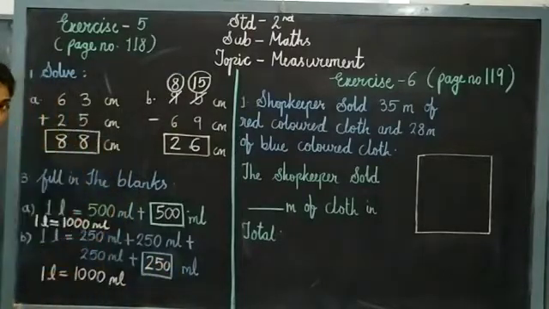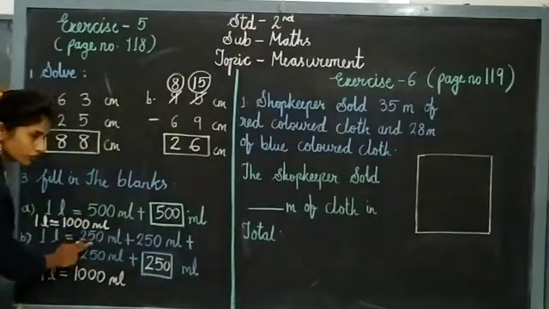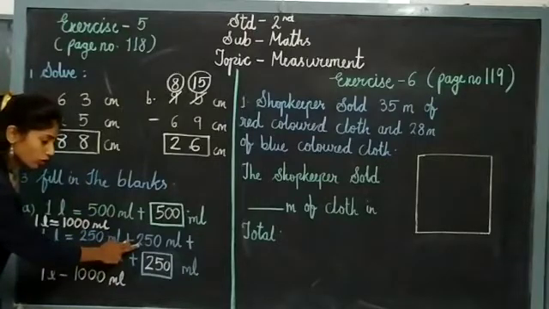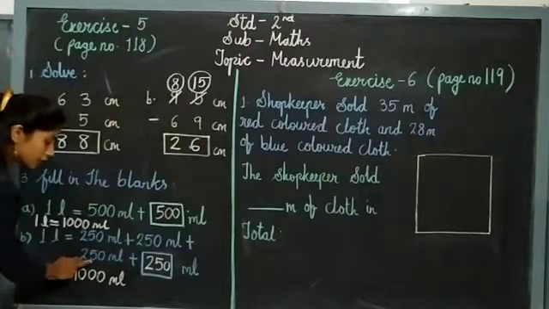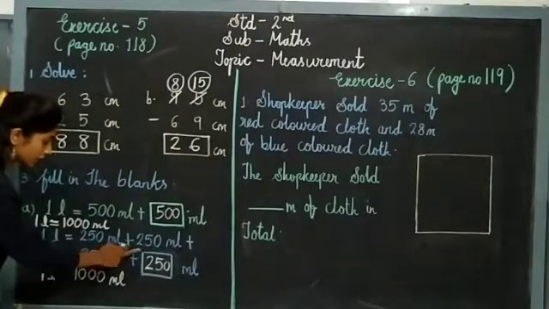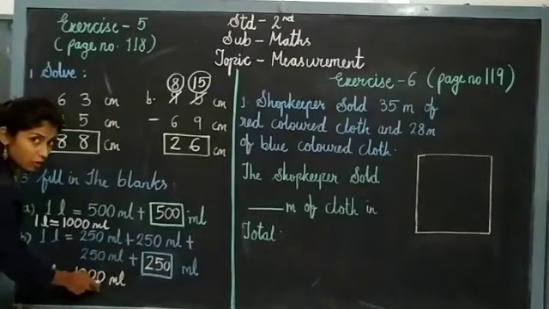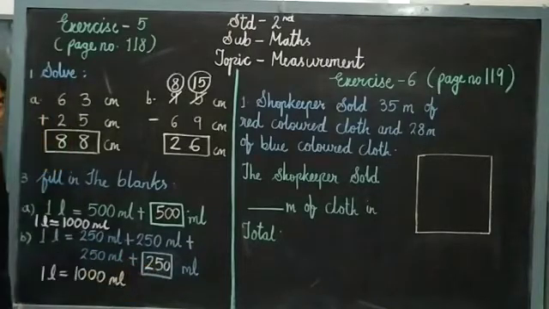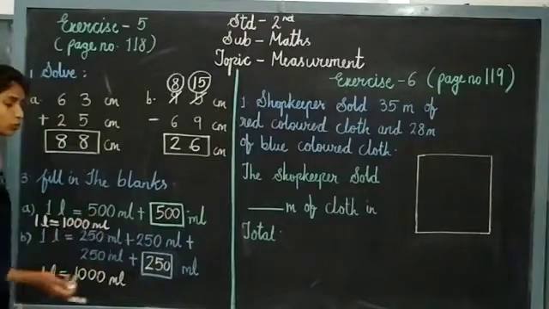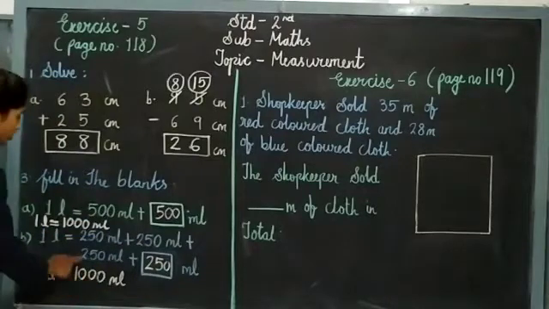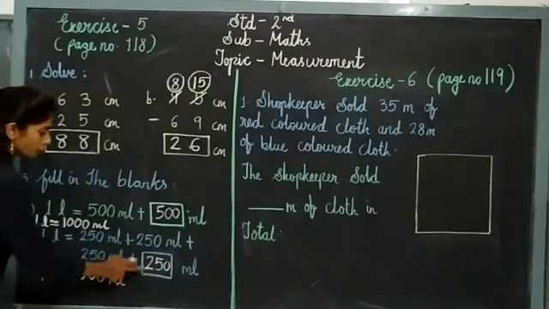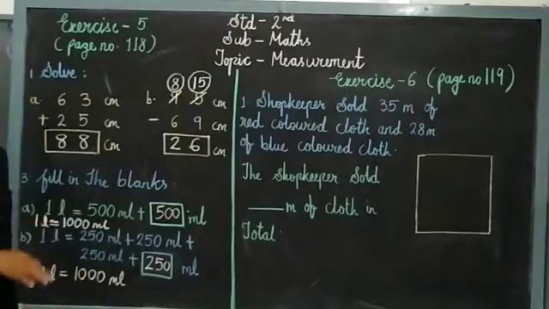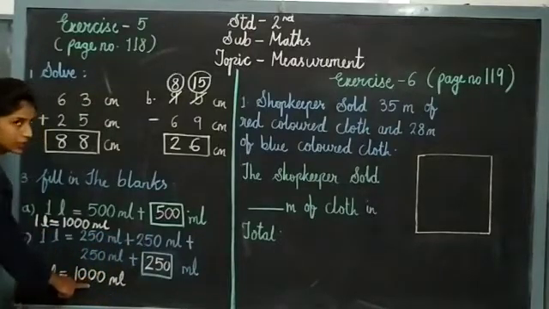Again I am explaining you children. This 250 plus this 250, this is your 500 milliliter. When we add again 250 in that 500 milliliter, we have to make this 1000 milliliter. So which milliliter is remaining here? 250 milliliter is remaining. If you want to cross check your answer children, you can cross check. You have to add all the 250s together. You will get 1000 milliliter.